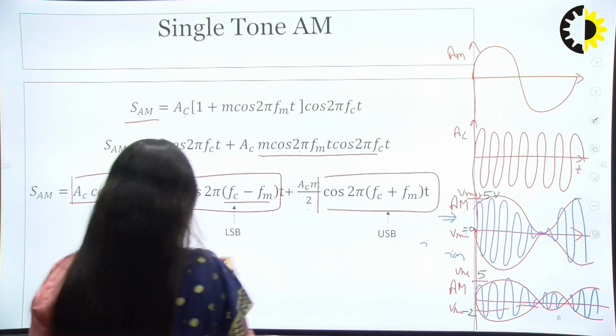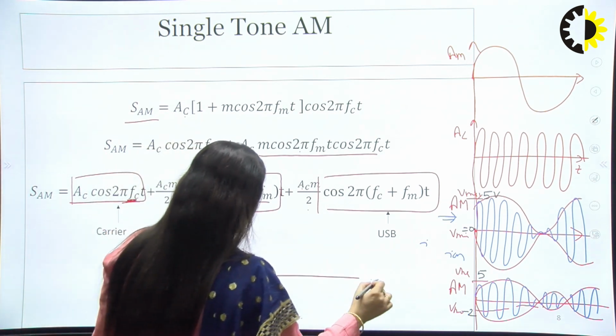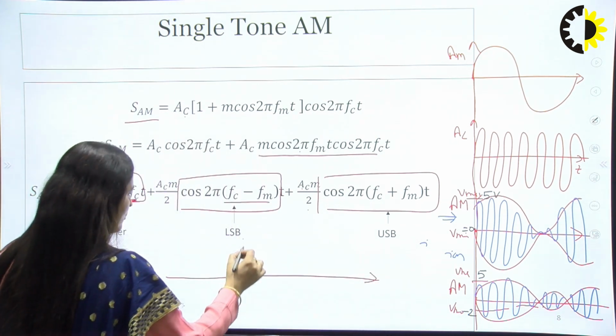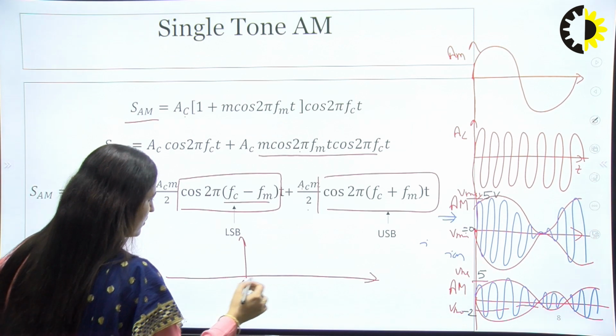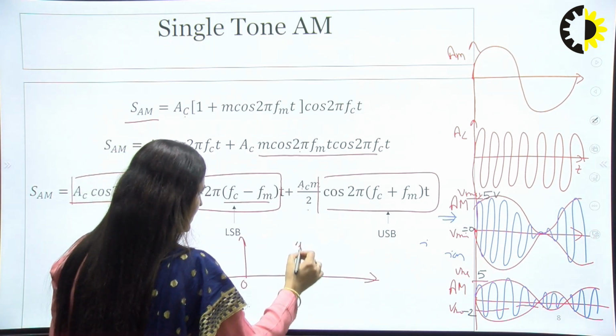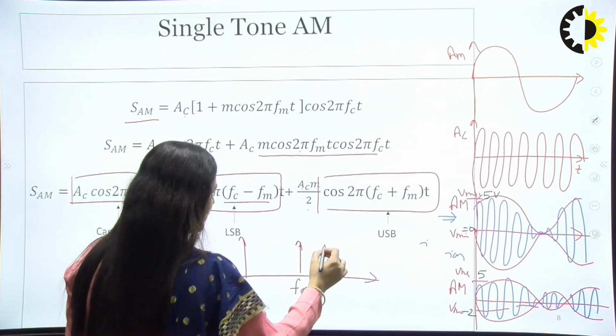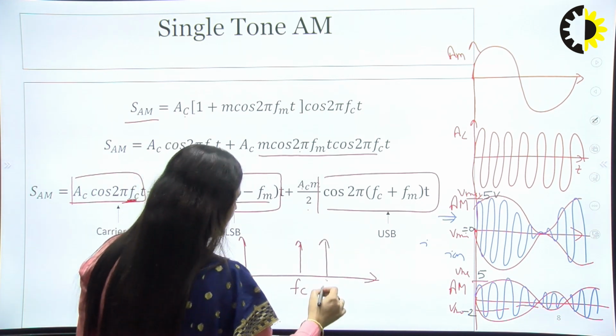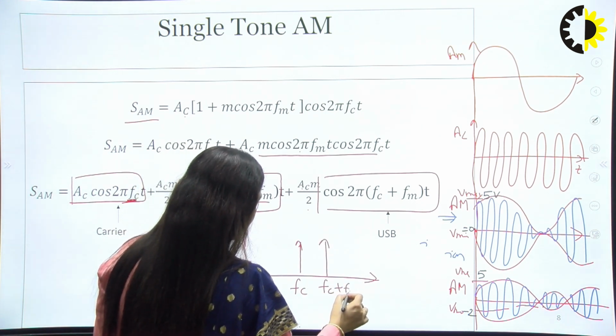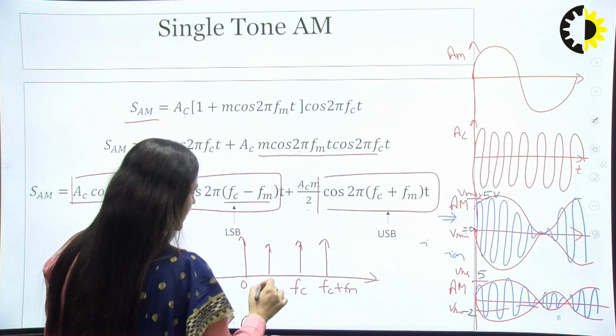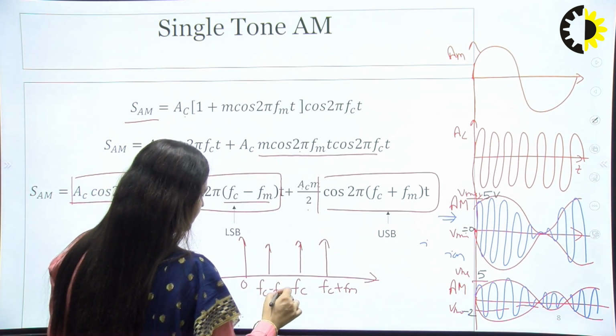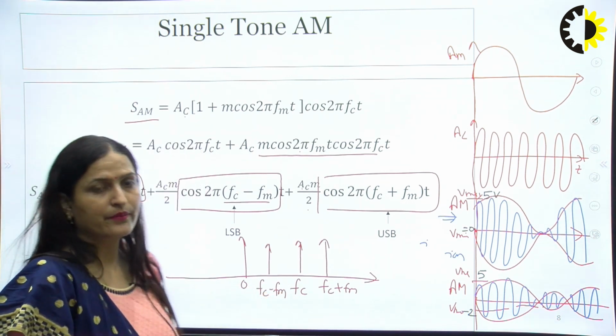If I draw your spectrum, so if this is 0 and this is FC, I will get two components. One is the upper sideband, this is your FC plus FM, and another is the lower sideband, FC minus FM. Right.